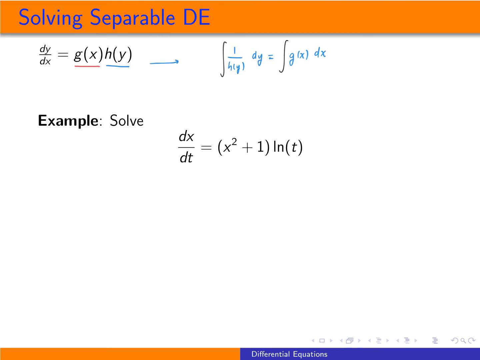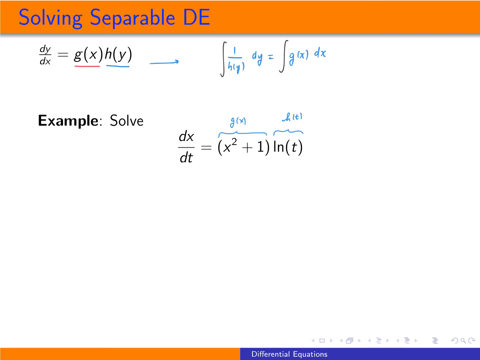The differential equation we're given is first order, dependent variable x, independent variable t. And on the right-hand side, note that this really does separate out. You have a function of x, so this could be playing the role of g of x above, multiplied by a function of t, call this h of t. First order separable differential equation.